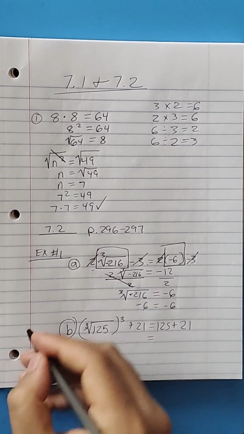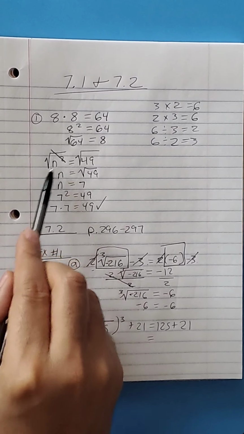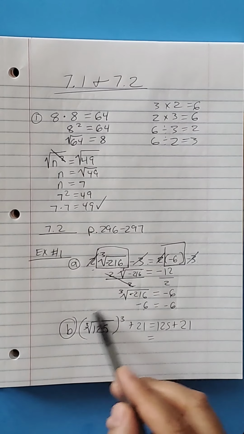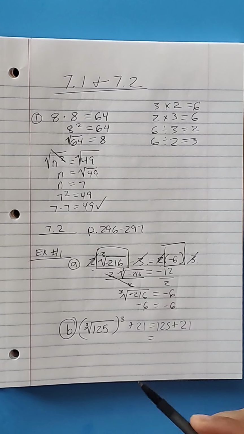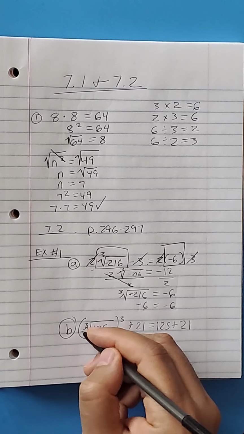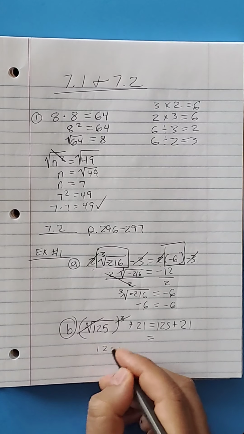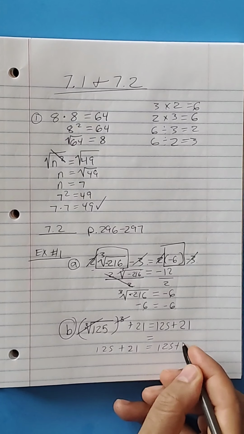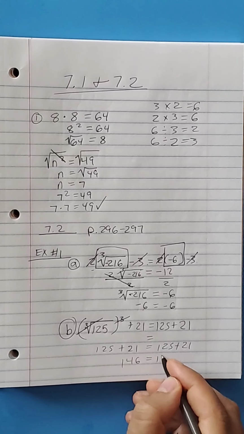Just like when we had the square and the square root up here, those canceled out. These are going to cancel out as well, because you have a cube root and a cube. So those cancel out, and you're left with 125 plus 21. So you're left with 146 equals 146.